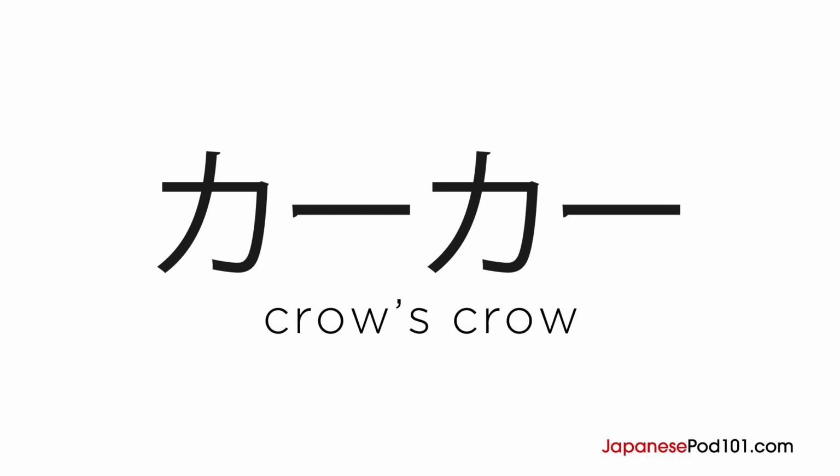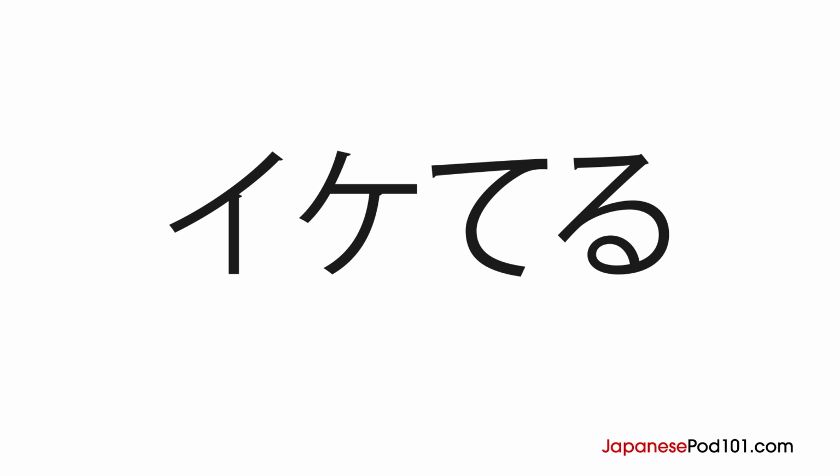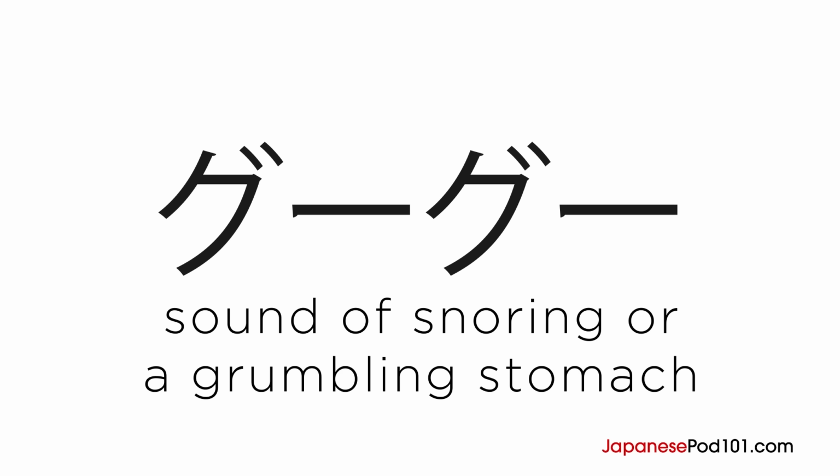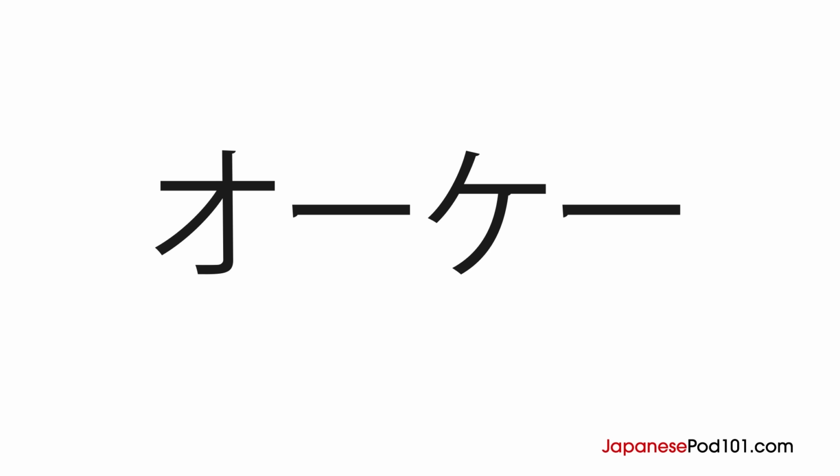Ka. This is the sound crows make. Iketeru. This means cool or sexy. Goo. This is an onomatopoeia for the sound of snoring or stomach grumbling. Okay. As you can guess, it means okay.